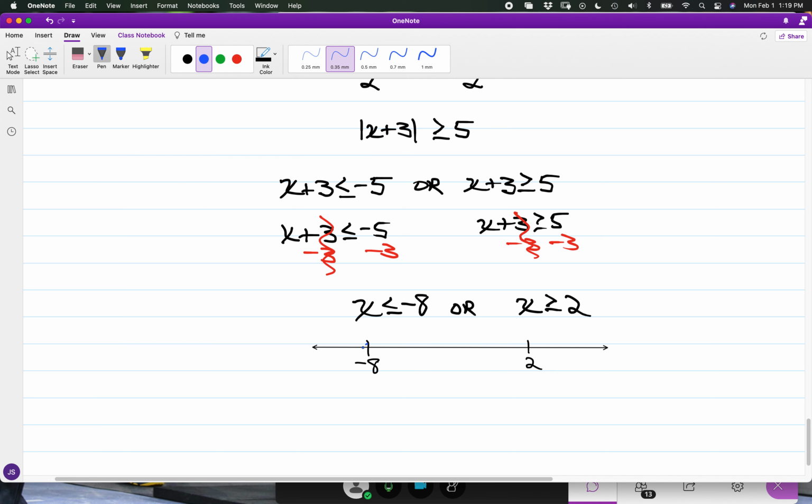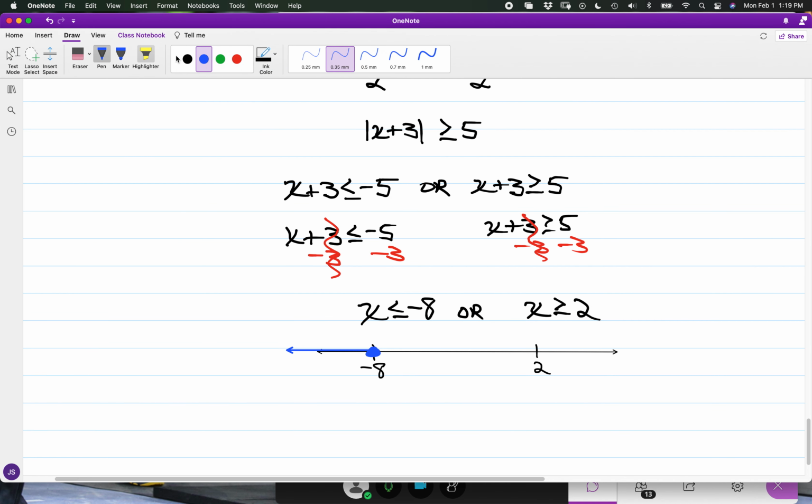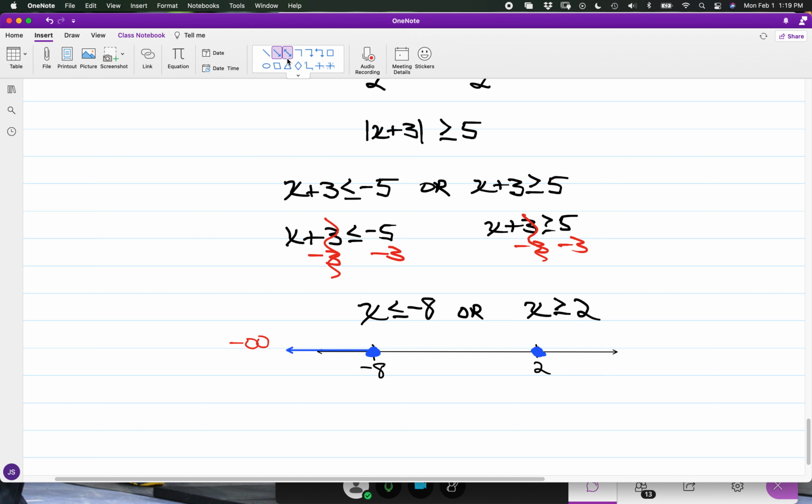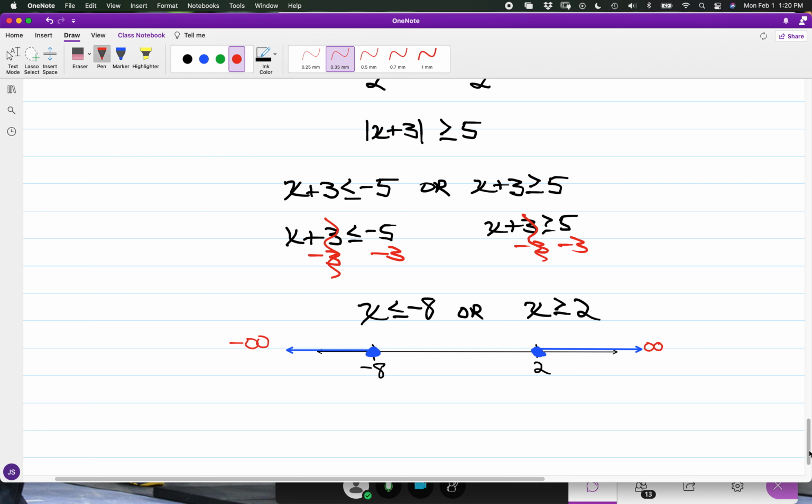So for x is less than or equal to -8, the equal sign signals that we have a closed point on -8, and we have a ray that's going to go continuously to the left, approaching negative infinity. As for x is greater than or equal to 2, we have a closed point on 2, and a ray that's going to go continuously out to the right, approaching infinity.